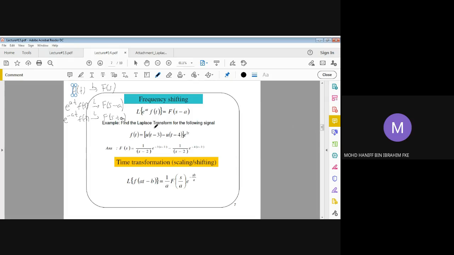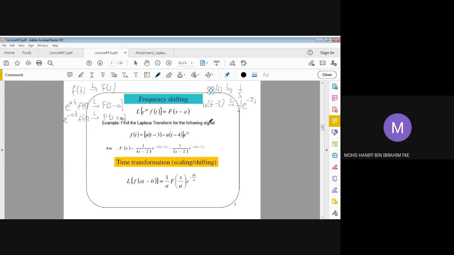Okay, so for instance, let us proceed with this example, where we have u(t minus 3) minus u(t minus 4), multiplied with exponential of 2t. We need to find the Laplace transform for this f(t). We know that if we go to the basics, the u(t) function, the Laplace for it will be equal to 1 over s. We have understood this. Now we proceed to the time shifting. So for u(t minus 3), the Laplace of it will be 1 over s exponential negative 3s.